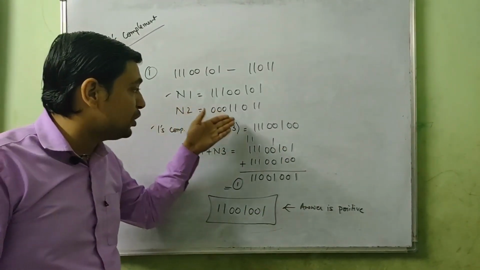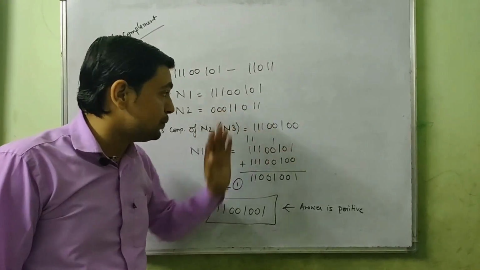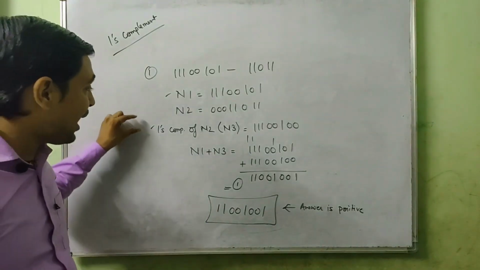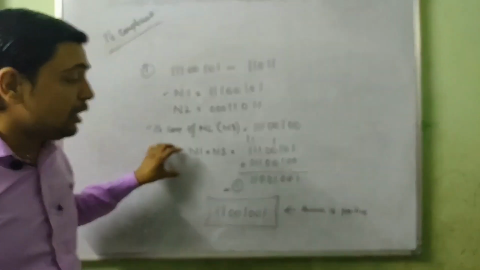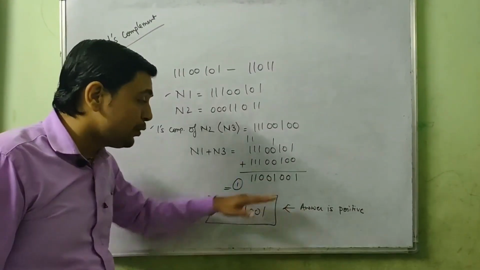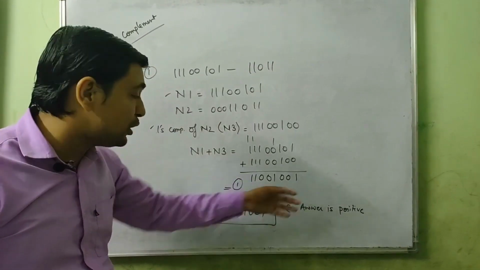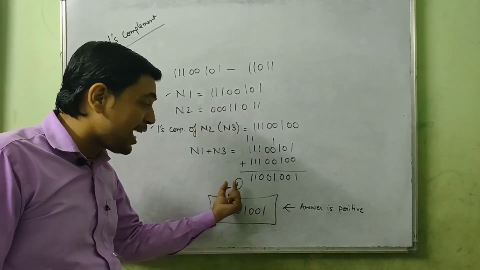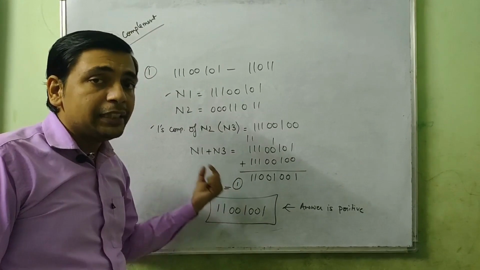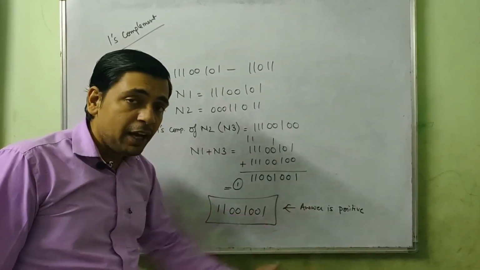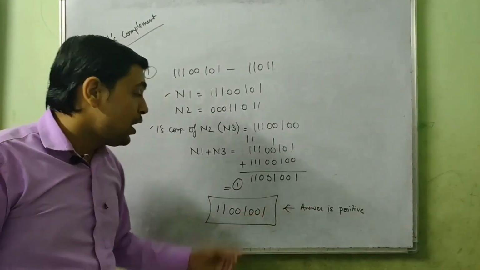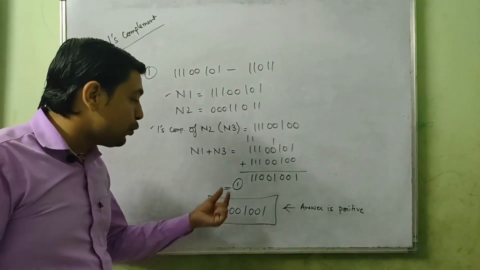By changing all the zeros to 1 and all the 1's to zeros. That's it. Now you have to add this 1's complement, or n3, with the first number. Whatsoever result you are getting, you will get the result over there, but you have to take care about the carry. If you are getting a carry as the leading number, then definitely the result is positive, otherwise the result is negative.